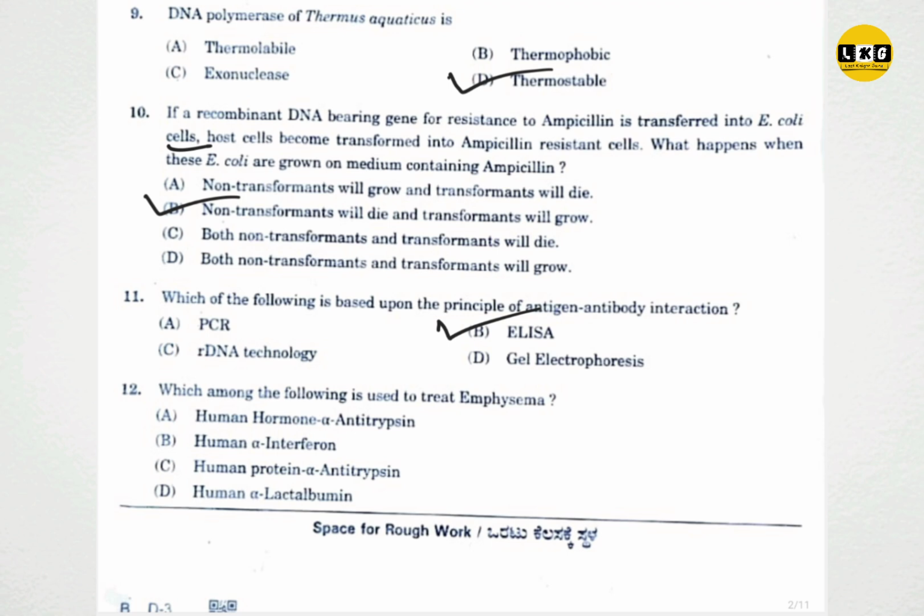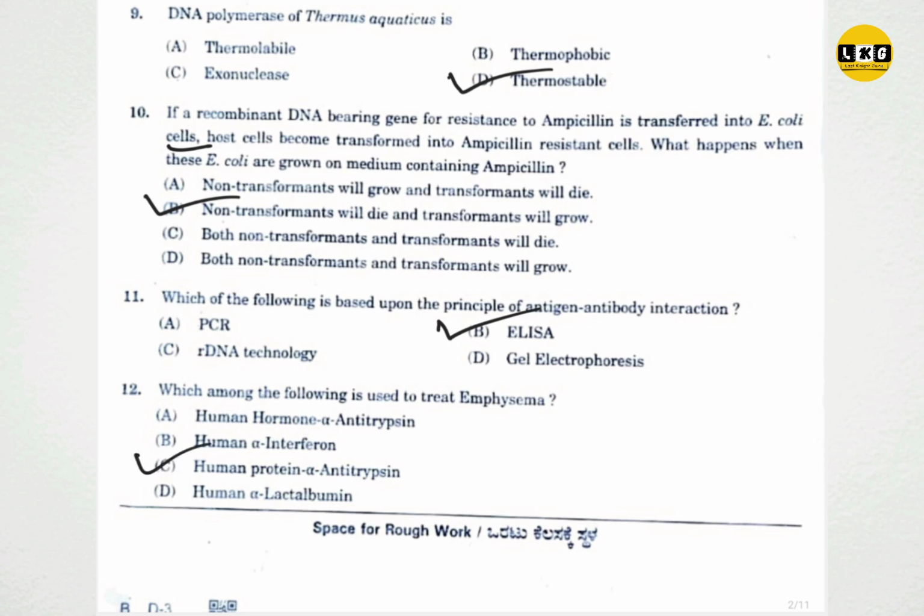Next, which among the following is used to treat emphysema? So, of course, in emphysema, alpha antitrypsin is used for the treatment. But here two options are given. You can see option A, human hormone alpha antitrypsin, and human protein alpha antitrypsin. So, what is alpha antitrypsin? Whether it is a hormone or protein? It is a protein.